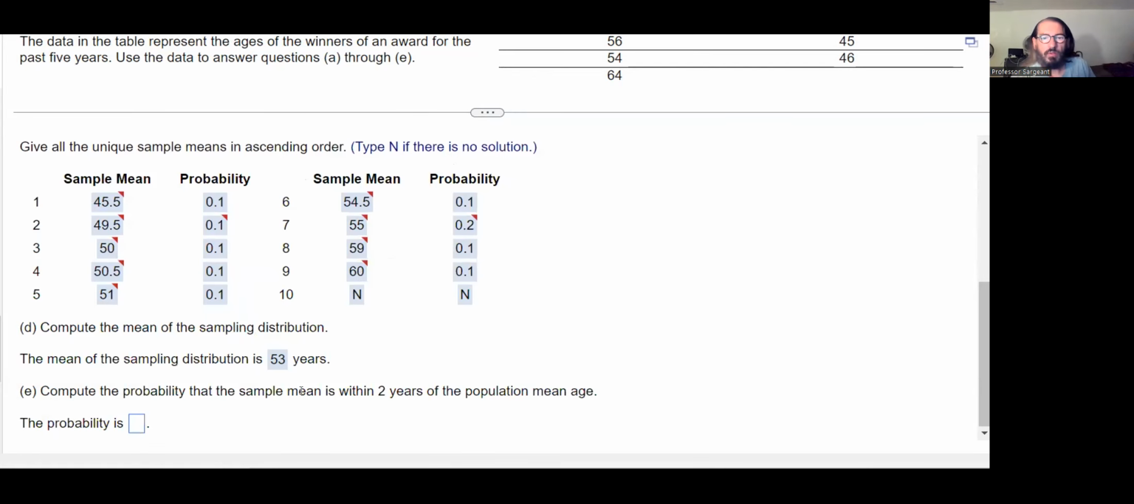So what's the probability the sample mean is within 2 years of the population mean age? So from 51 to 55, got 0.1, another 0.1, and 0.2. Adding those up, I would have 0.4.